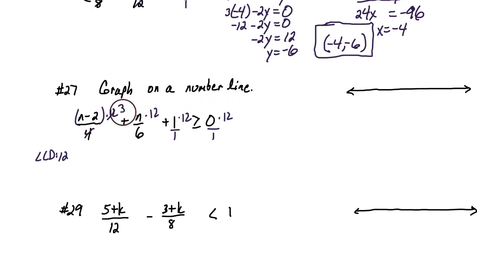4 into 12, 3 times. 6 into 12, 2 times. And then 1 into 12 is 12, and 1 into 12 is still 12. Okay, let's rewrite this whole problem.